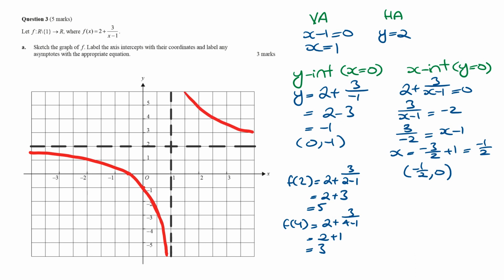And finally, make sure you label all the information required. The axis intercepts, so this was minus a half, 0, and 0, minus 1, and the equation of the asymptotes. So x is equal to 1 and y is equal to 2.